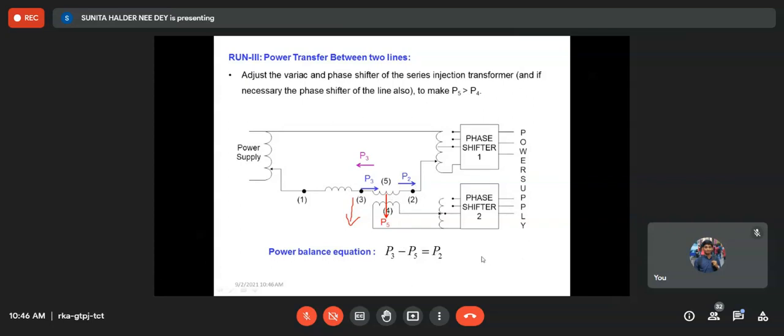Now another condition may be there, that power is flowing in the opposite direction, because it is not mentioned whether delta 1 2 will lag or delta 1 2 will lead. So power may flow from 1 to 2 or 2 to 1. So for two different conditions, the power balance equation will be different. For the second condition, when power is flowing from 2 to 1, obviously the power received at 3 is P2 minus P5. So in this case, P2 minus P5 will be P3.